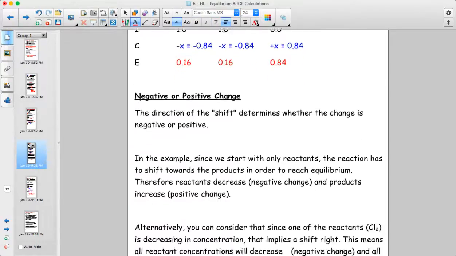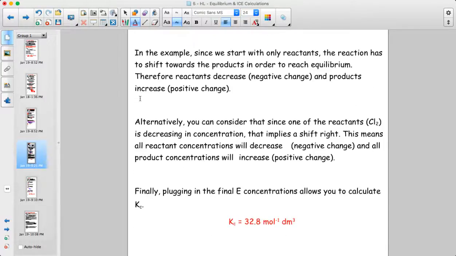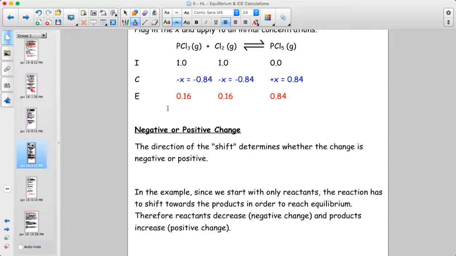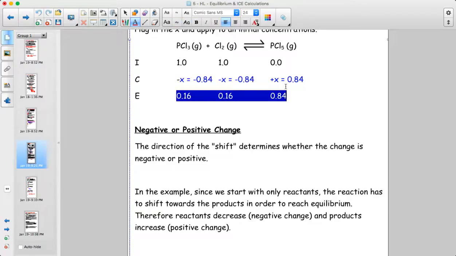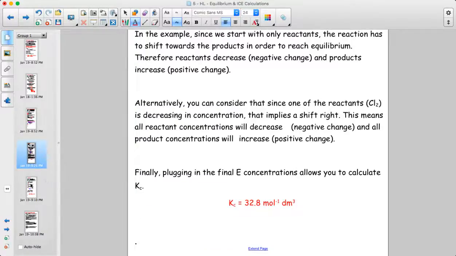So now, this goes over in some writing about what I just said about the negative and positive. Now at the end, all I have to do is plug these three concentrations into the Kc expression, and I get the equilibrium constant at this temperature. So a couple extra steps, but hopefully it's pretty logical.